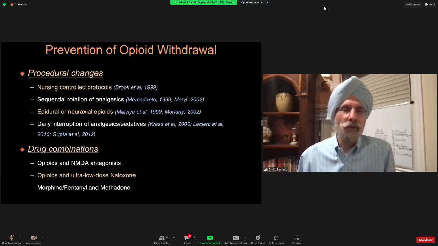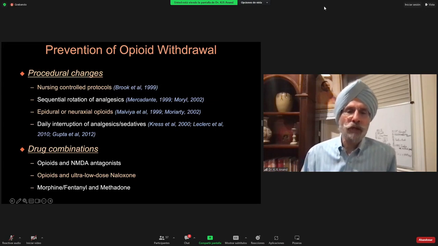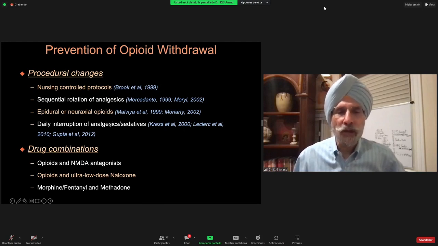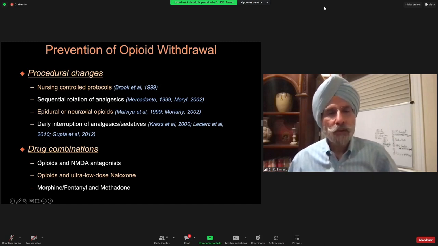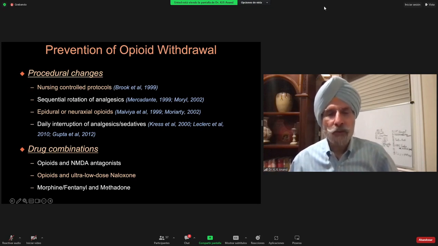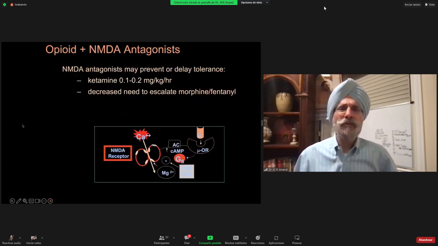So you can use various different strategies to prevent or delay opiate tolerance. One is nursing-controlled analgesia, rotation of analgesics, use of epidural, neuraxial opioids, daily interruption of analgesics, which is really not practical in the NICU. But you can also combine opioids with NMDA antagonists and ultra-low-dose Narcan. Or you can also combine with methadone, which is an NMDA antagonist. So let me talk about that briefly.